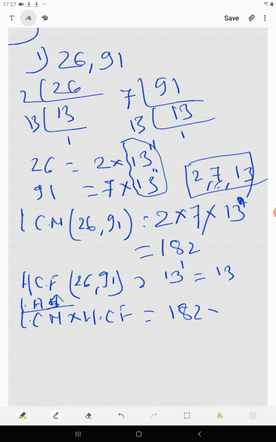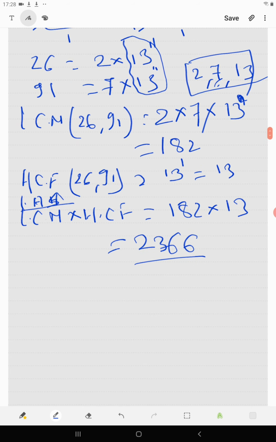182 into 13. So 13 into 2 is 26. In hand we have 2. 13 eights is 104. 104 plus 2 is 106. So 6. In hand we have 10. 13 ones is 13 plus 10 is 23. So we have 2366. Okay. Now find the product.